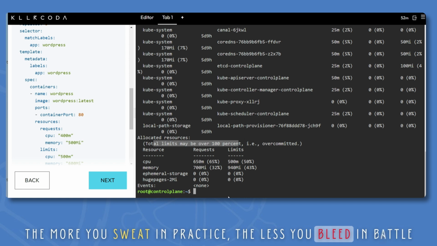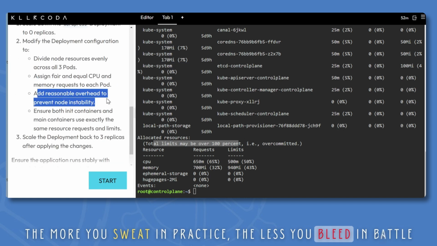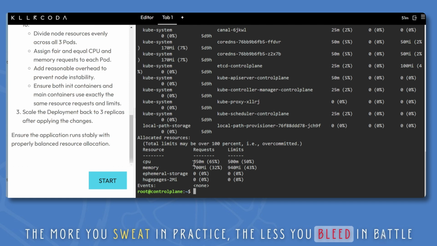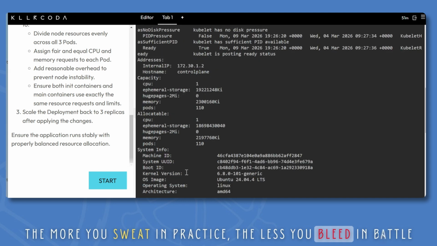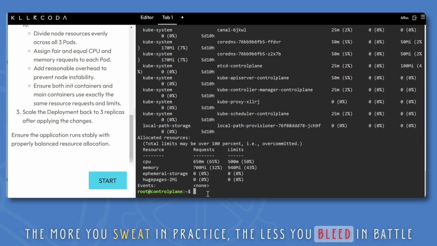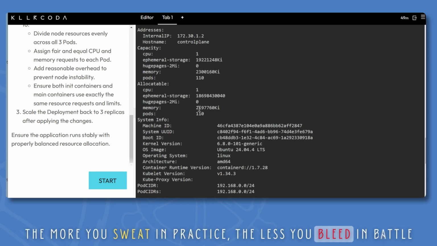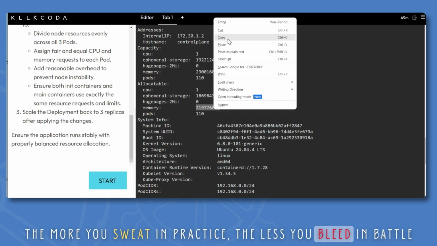But now, assign fair and equal CPU and memory. Add a reasonable overhead. If it is not given, you can consider 10% or 15%; 10% is enough overhead. Here we already know that we have one core, meaning 1000 millicores, and we need to convert the memory into Mi because things are in Mi. So you need to calculate. Sometimes the calculation won't work, but this would work.